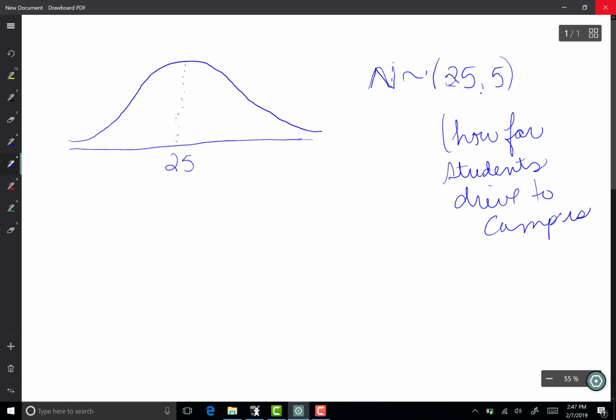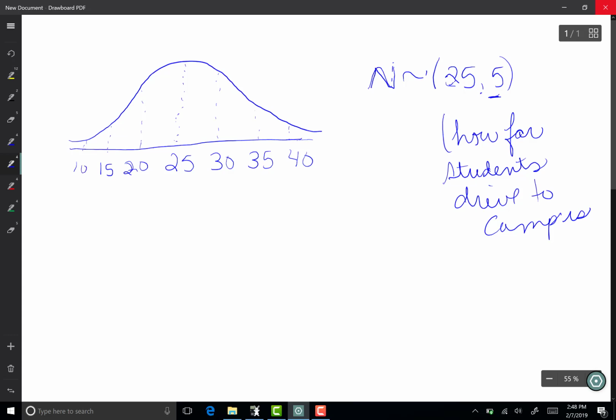25. And remember, with the normal distribution, the inflection points are 1 standard deviation. So if I add 1 standard deviation, 25 plus 5, I get 30. 2 standard deviations is 35. And 3 standard deviations is 40. 1 standard deviation below the mean is 20. 2 standard deviations below the mean is 15. And 3 standard deviations is 10, right?